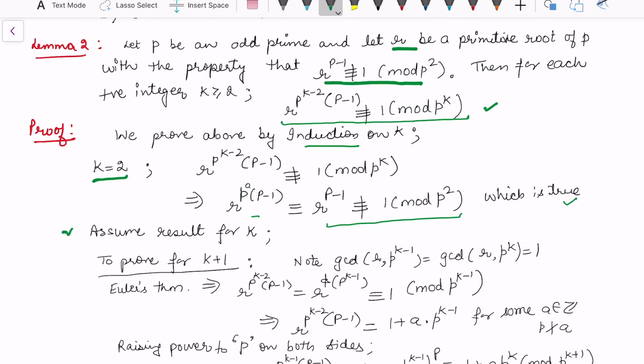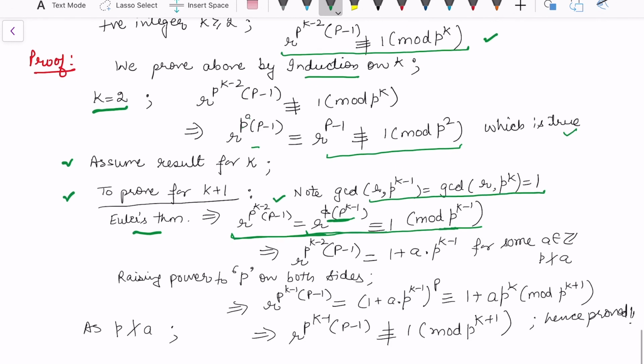We'll assume the result for k and we will prove it for k plus 1. To prove it for k plus 1, I have started from Euler's theorem, and here in the modular condition we start from p to the power k minus 1. Here we note that because r is a primitive root of p, the GCD is 1. And if the GCD is 1, by Euler's theorem this result will always hold. Again we have only opened the power of phi of p to the power k, which is this quantity. And then I have written it as a multiple of a into p to the power k minus 1. Raise both sides to the power p. We finally get that this is still not congruent, following the similar condition.